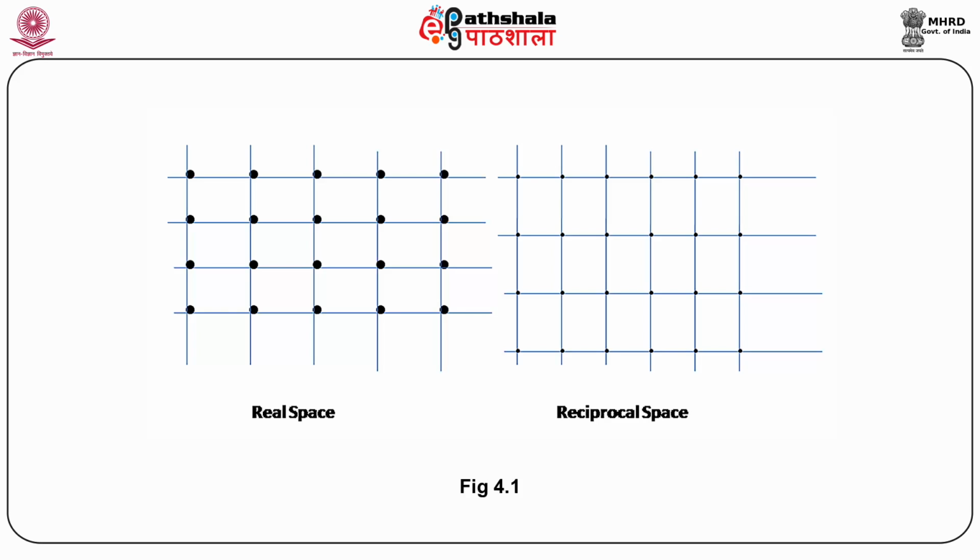So this is the understanding. Now if you look at the real space, the separation of the spots along the horizontal direction is larger compared to the separation of spots in the vertical direction. But if you look into the reciprocal space, the separation of spots in the horizontal direction is smaller than the separation of spots in the vertical direction. This is what I mean by reciprocal space. If the separation is smaller in the real space, then in the reciprocal space it will be larger. It is quite clearly seen from the figure.